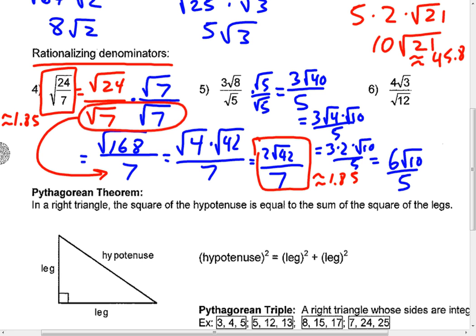Can I reduce the whole numbers at all? 6 over 5. No. So that is probably what I need. Can I break down radical 10 into anything useful? No.